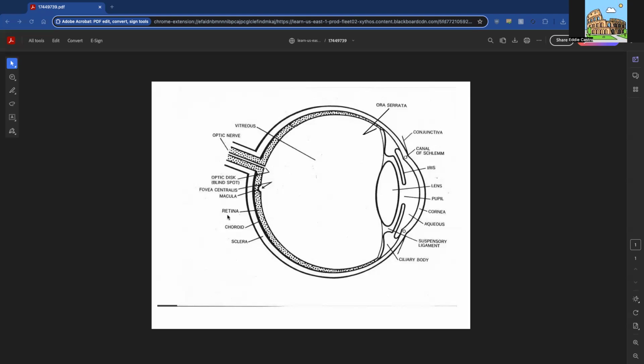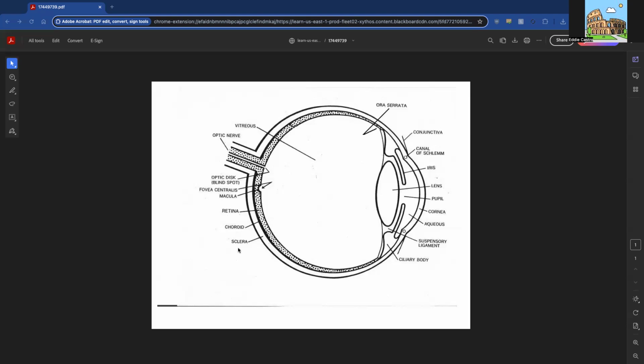The retina is the innermost layer of the eye, lining the back of the eye. It contains photoreceptors, rods and cones, that detect light and convert it into electrical signals sent to the brain. The choroid is located between the retina and the sclera at the back of the eye. It's rich with blood vessels that nourish the retina and support its function.